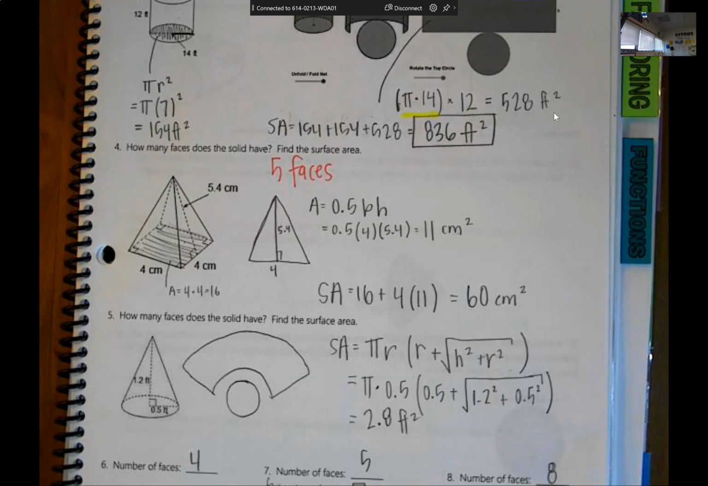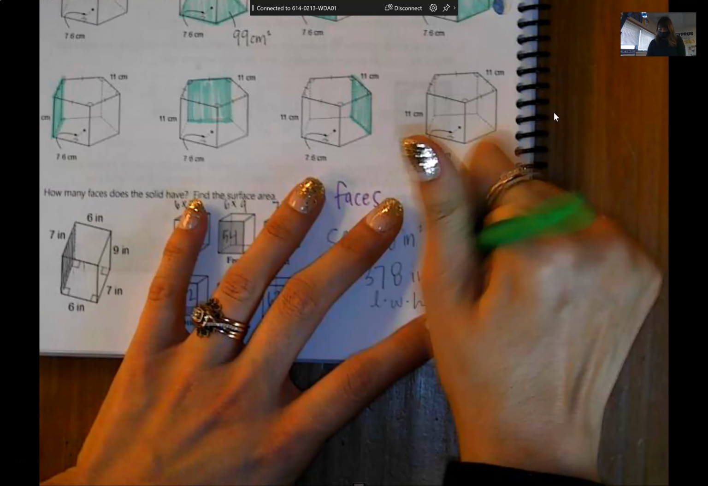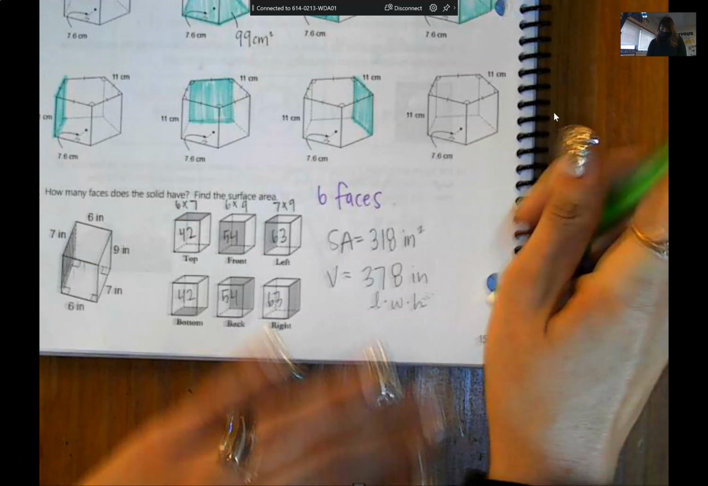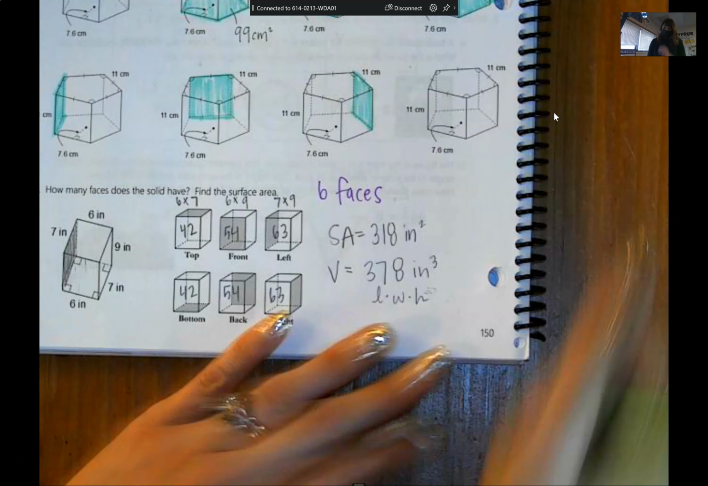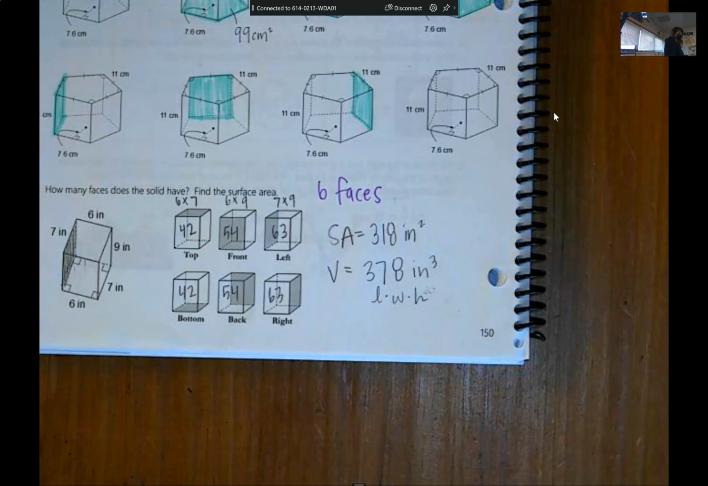Oh, I meant to put cubed. All of them will be cubed. I should have written a cubed on this one. Sorry, guys. Volume is always cubed because it's 3 dimensions.